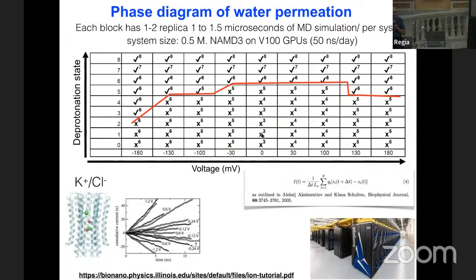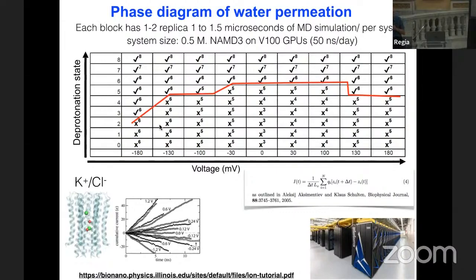Crosses mean that the channel did not open. Ticks mean that the channel opened. And so I found this. Again, you cannot do these kinds of things without a supercomputer. It turns out that we have some of the big exascale computers in the country that allow us to do this safely, 100 microseconds worth of simulation on this slide.